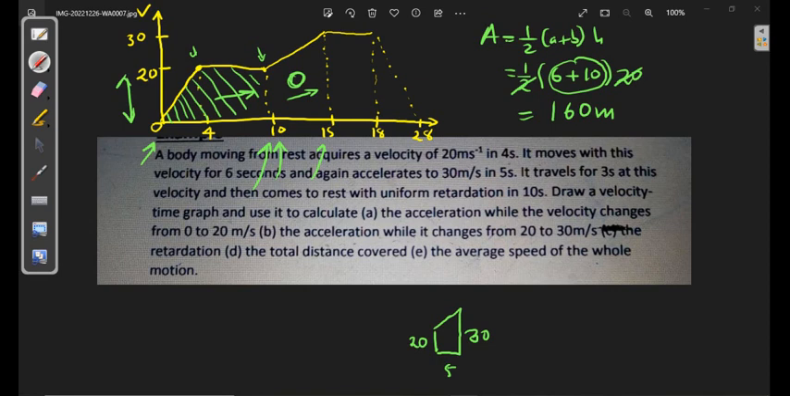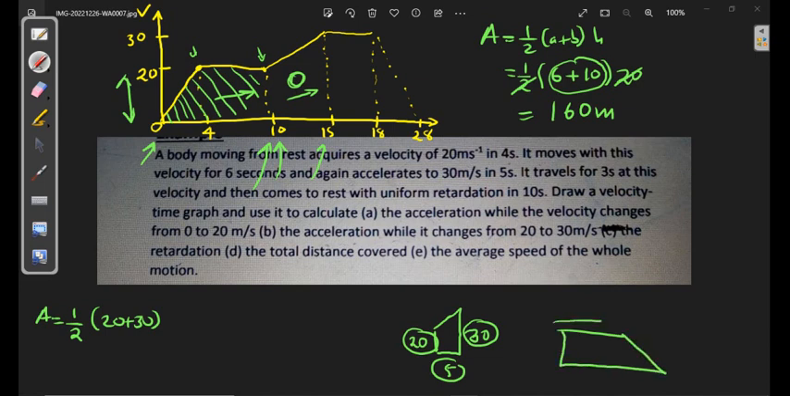So the area is going to be given by half (A plus B). In this case the A is this one, which is 20, plus the 30, which is the B. The height is going to be this region, because you always arrange it like this: these two parts which are parallel are the A and the B, and the height is going to be the 5.